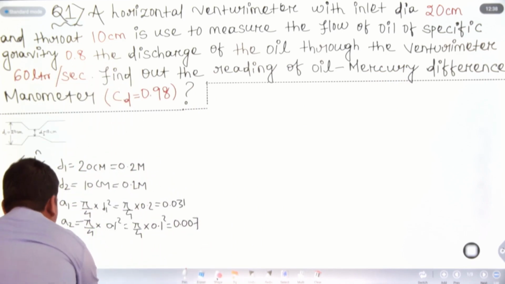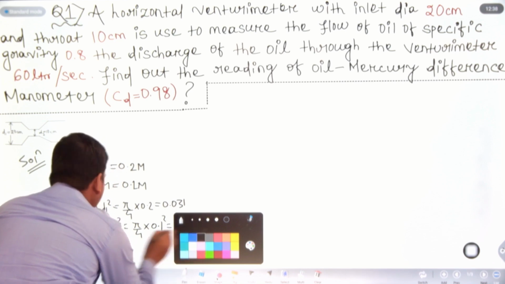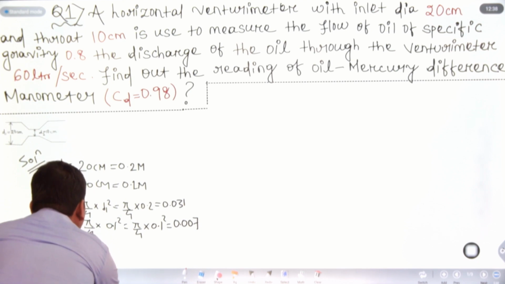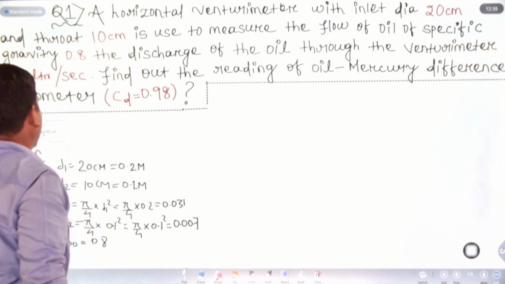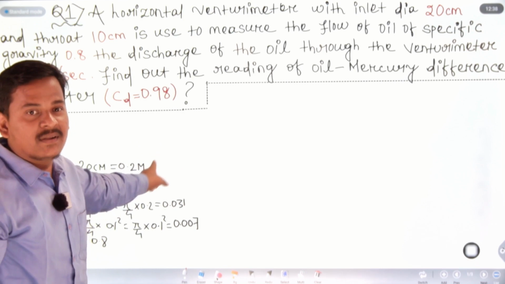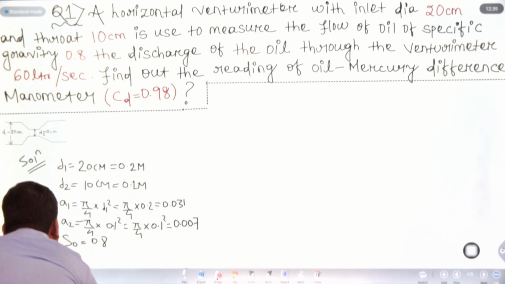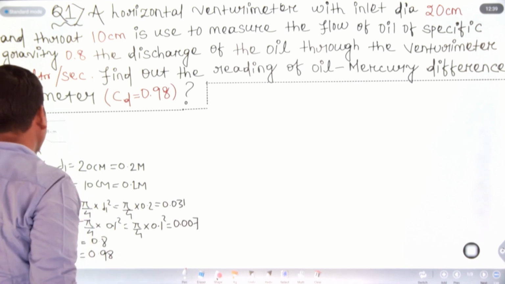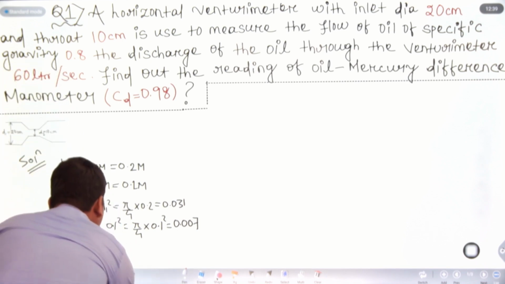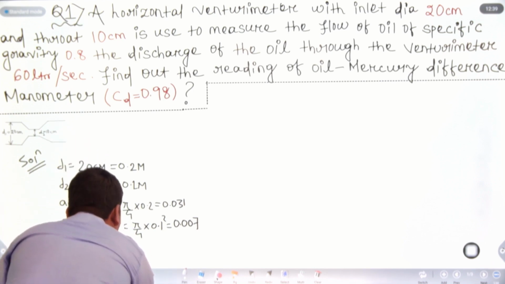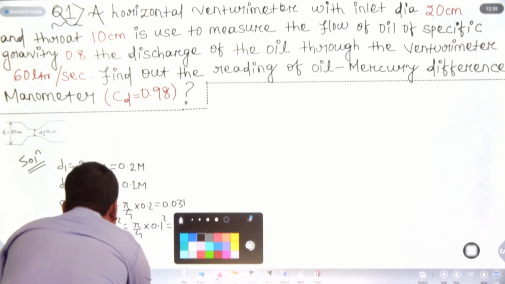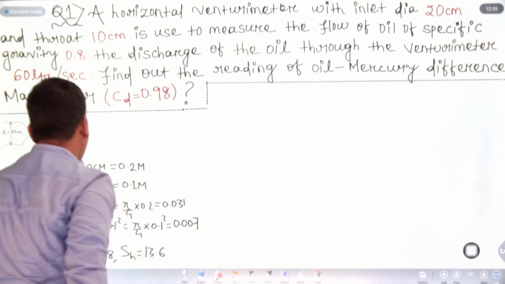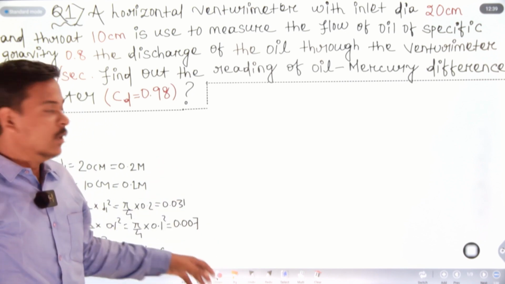Now coming to the question, the flow of oil of specific gravity. Data given: the specific gravity of oil is 0.8 and your CD, the coefficient of discharge, is 0.98. Generally for mercury, the specific gravity value is 13.6. As we know, specific gravity is unitless.